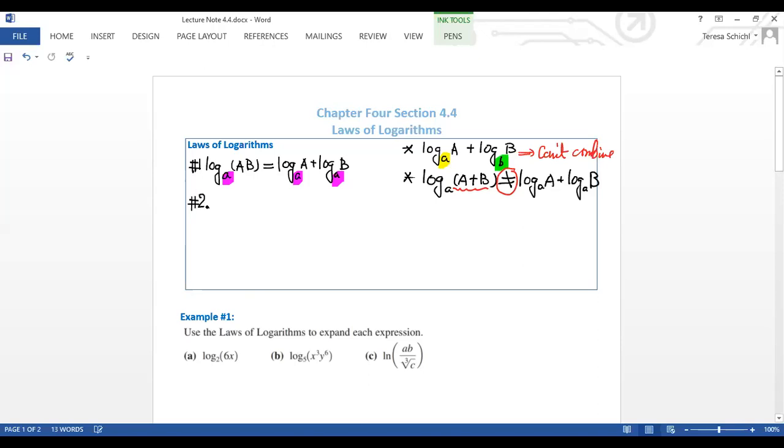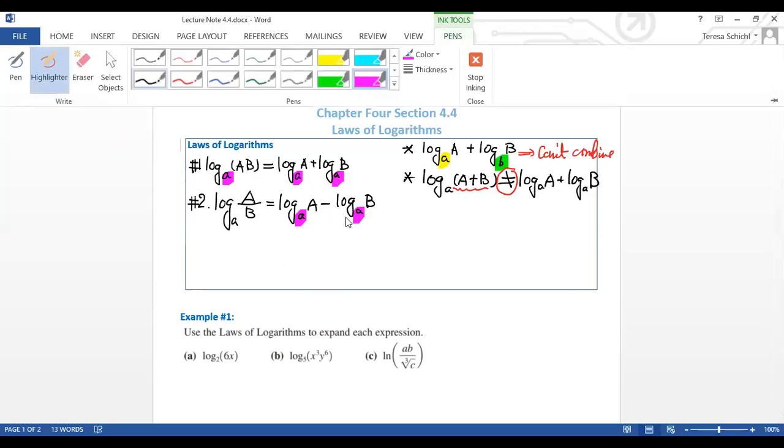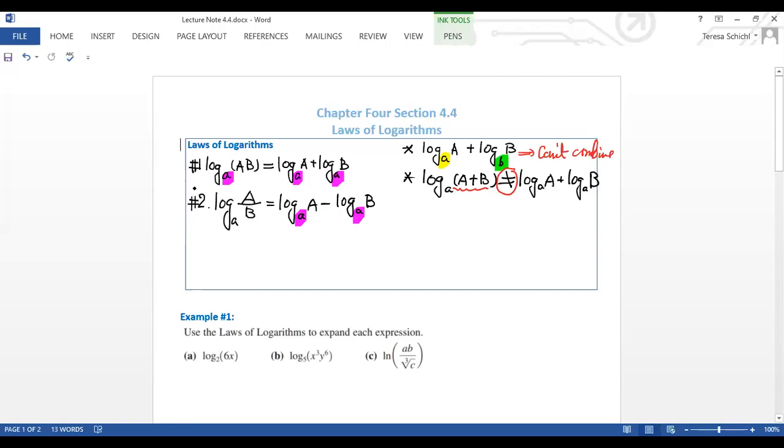And law number two is about division. If you have A divided by B, then you can say it is log base a of A minus log base a of B. It's the same thing: you have to have the same base before you can do anything. So a minus will be a division. Okay, so number three is here.